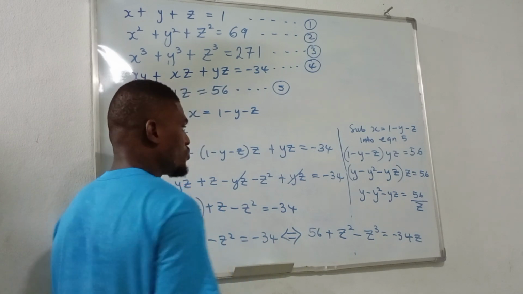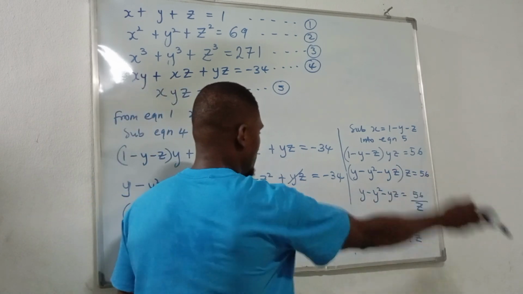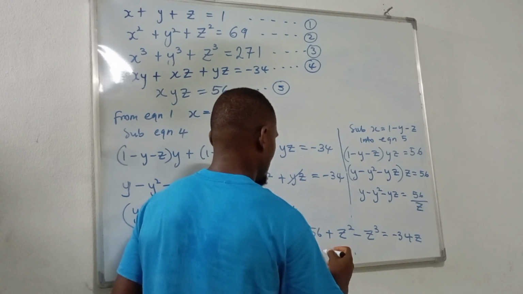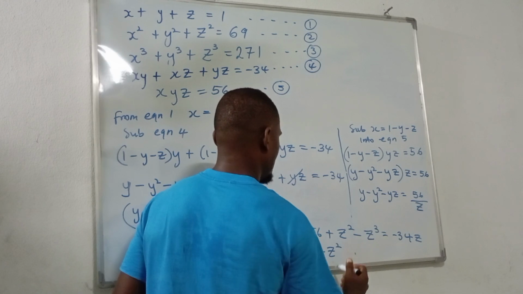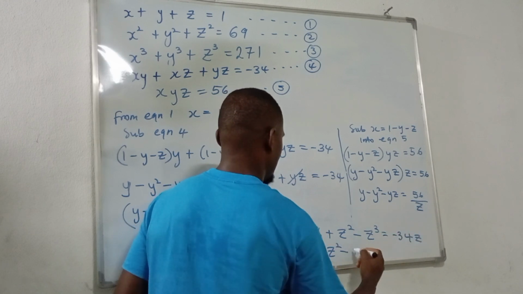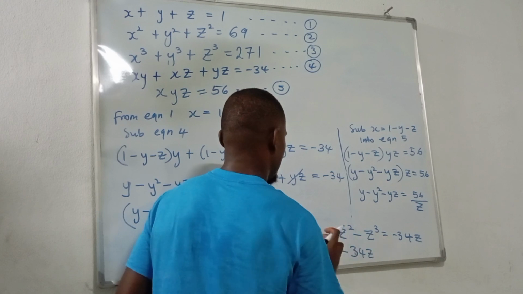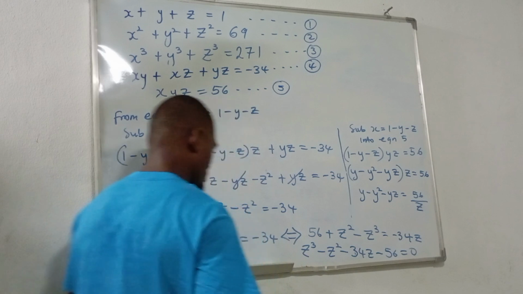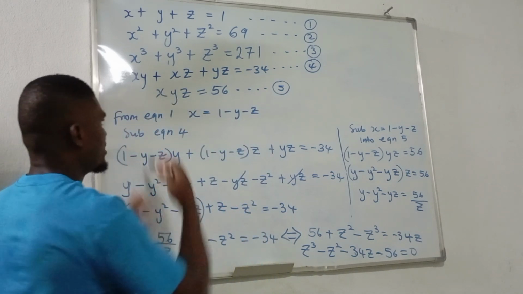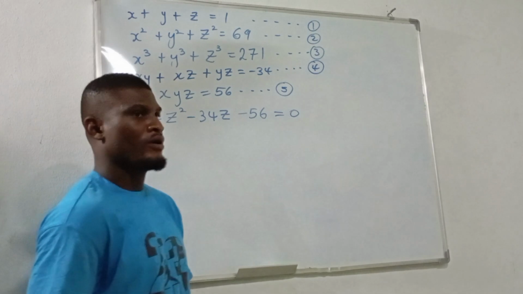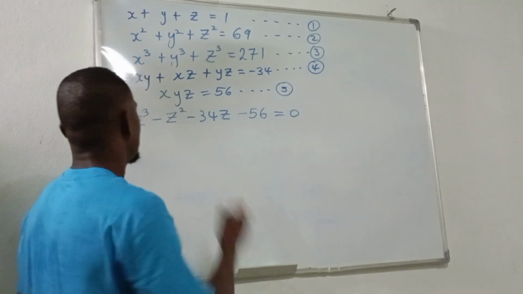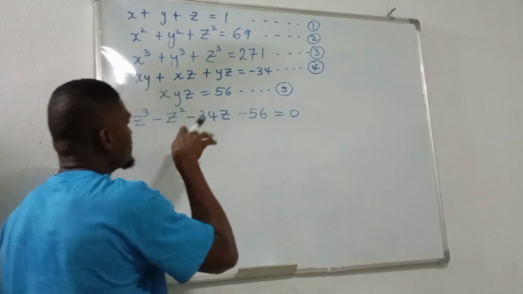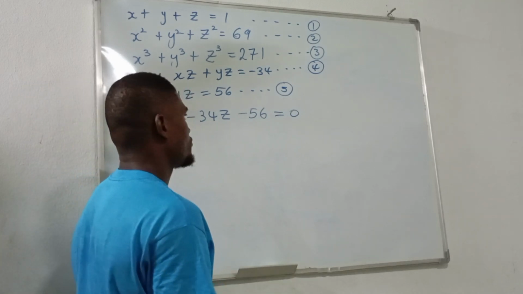Now, making it a perfect cubic equation, I'm going to move everything here to the right hand side, such that we now have z cubed minus z squared minus, this already is on this side, minus 34z. Then we move 56, minus 56 is equal to 0. And that's the cubic equation we're going to work on. So let me clean this off so that we can continue. All right, so we arrive at this equation, which is z cubed minus z squared minus 34z minus 56 equals 0.